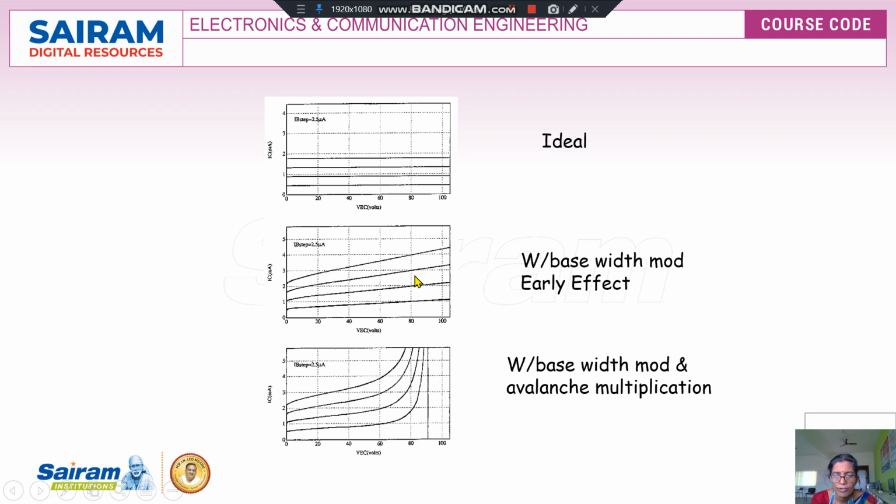That slope is the increase in the collector current due to the change in the base width. Similarly, when I take avalanche multiplication into consideration, we can see that the curve further modifies, and the output current is found to suddenly increase at a certain point. The point at which the current increases is called the breakdown point. So we have to operate the device such that it will not go to the breakdown region.